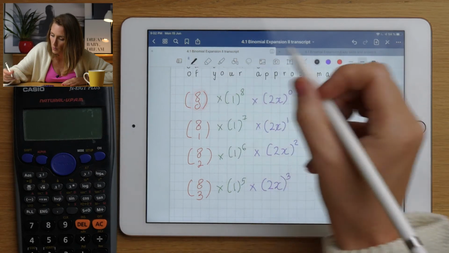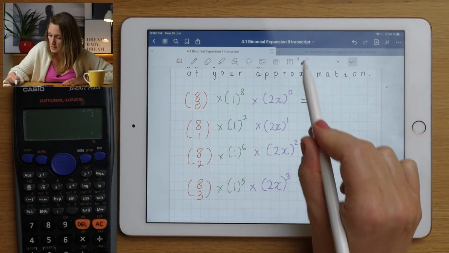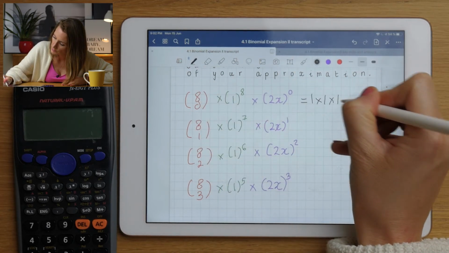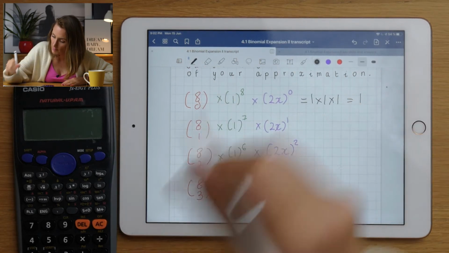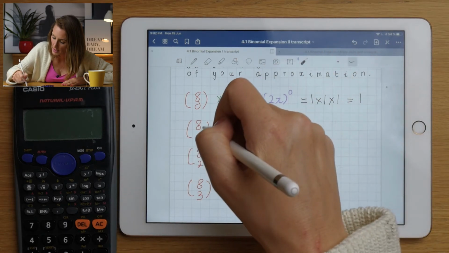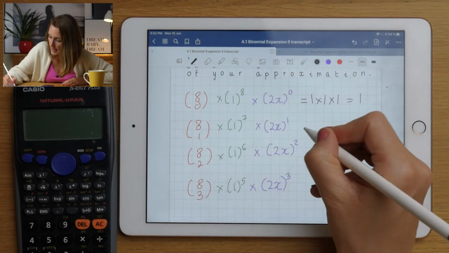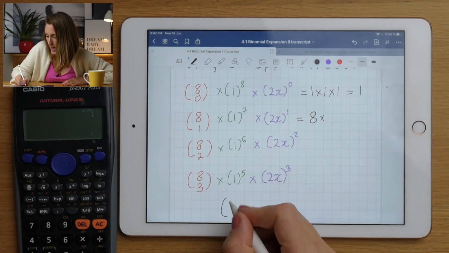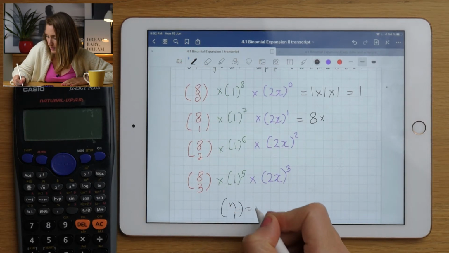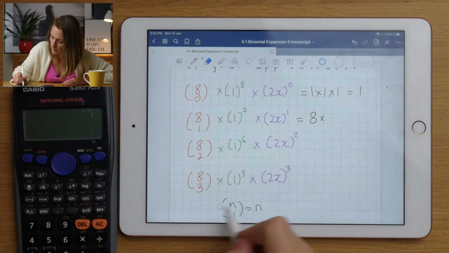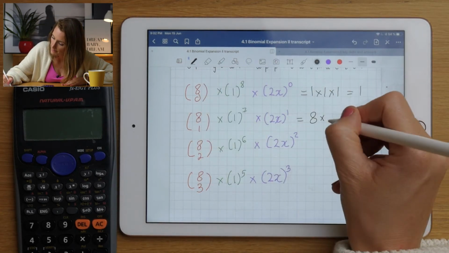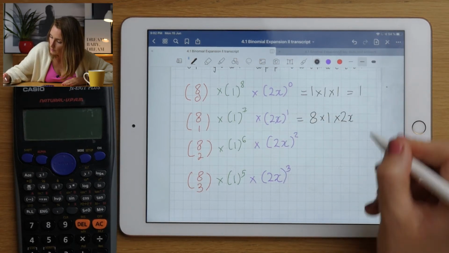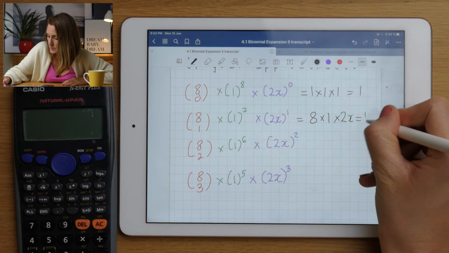Okay, so let's work these guys out. 8 choose 0 has got to be 1. Anything choose 0 is 1. So this is going to be 1 times 1 times 1, which is just going to be 1. Remember, anything power 0 is also 1. 8 choose 1 is going to be 8. That was one of our rules in the earlier key skills: n choose 1 is always n. In this case, we've got 8. 1 power 7 is 1, and 2x power 1 is 2x. So here we'd have 8 times 1 times 2x, 16x.